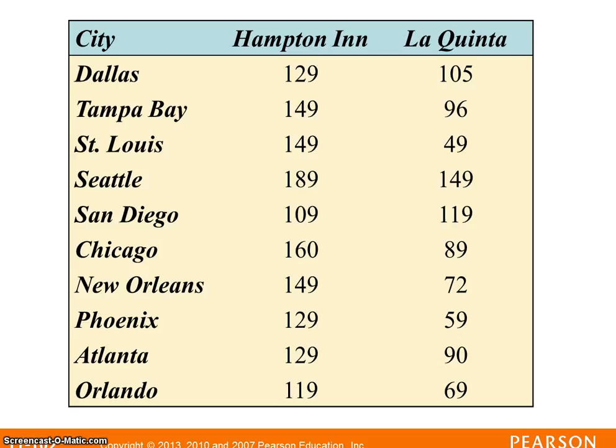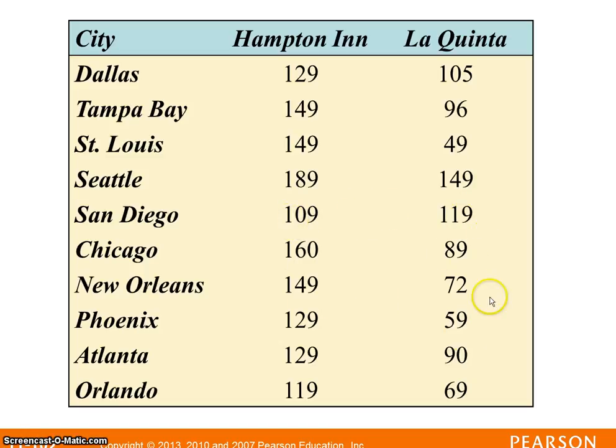So here are the prices for the same cities. In Dallas, you have the Hampton Inn price here, and the La Quinta Inn price here is slightly lower. So in some cases the Hampton Inn price is more, and in other cases, like in San Diego, the La Quinta Inn and Suites price is more, right?